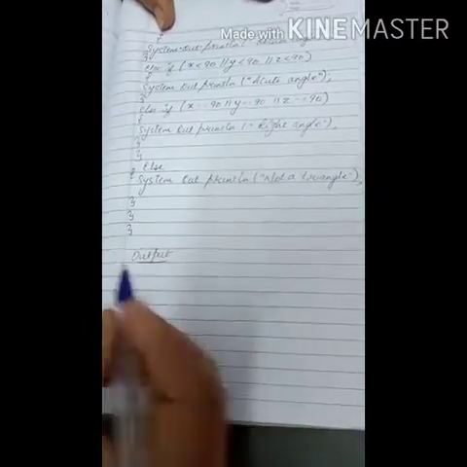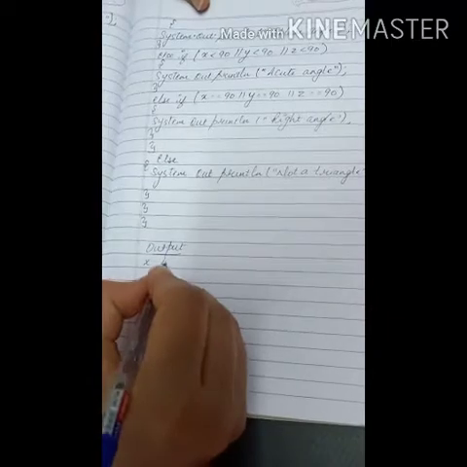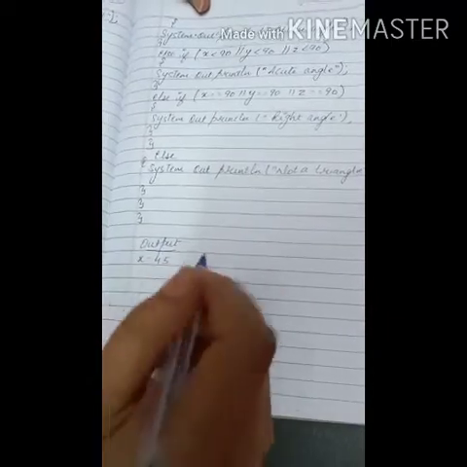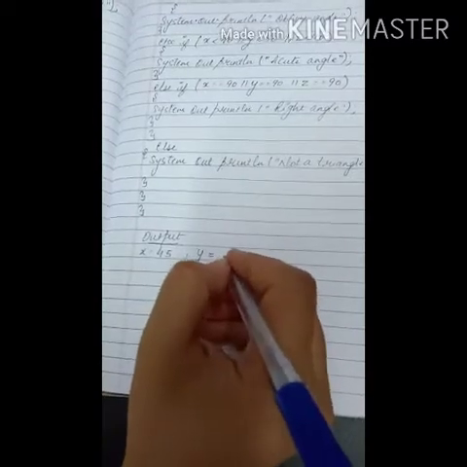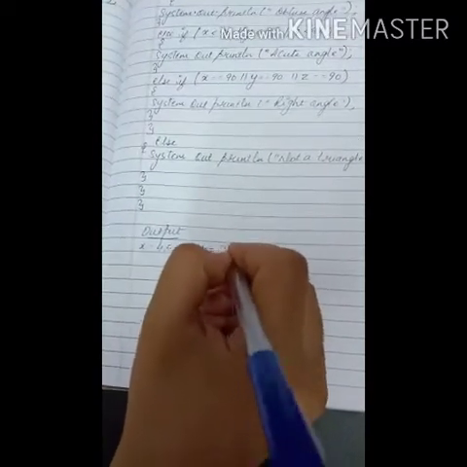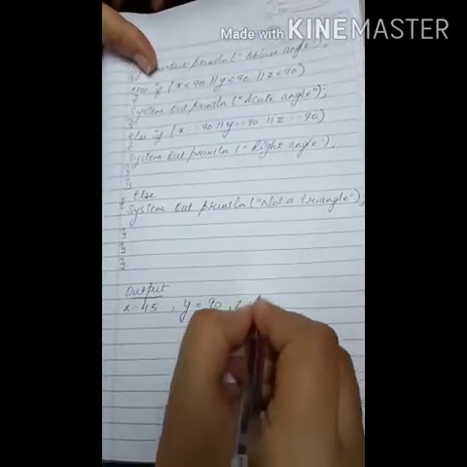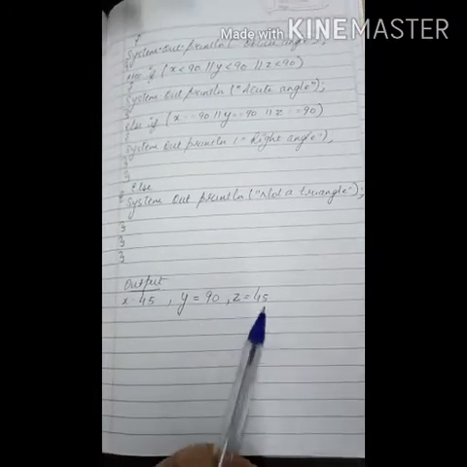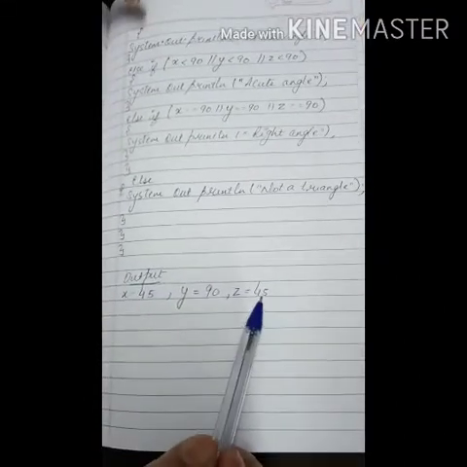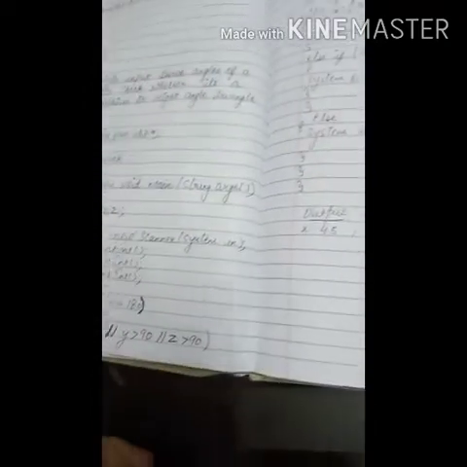For x I have taken 45, y I have taken 90, z is equal to 45. Now you can see the sum of these three angles is 180 degrees. Now it will go to the next statement.